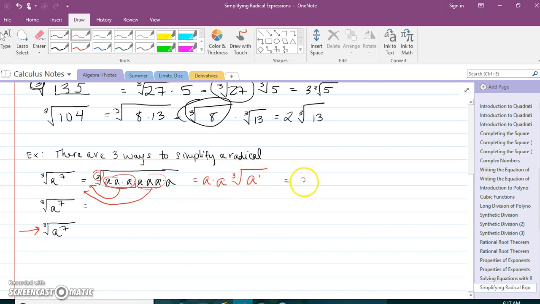Now a times a is a squared. You multiply the things that escape. So a squared times the cube root of a. That is one way to do this.